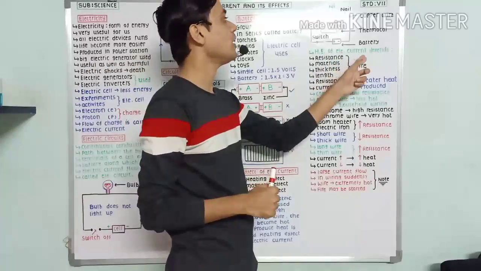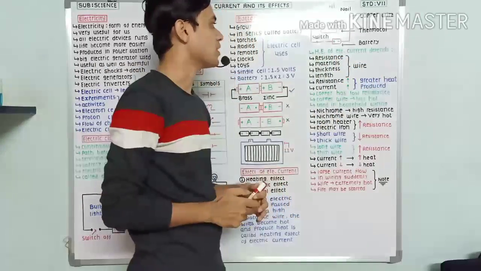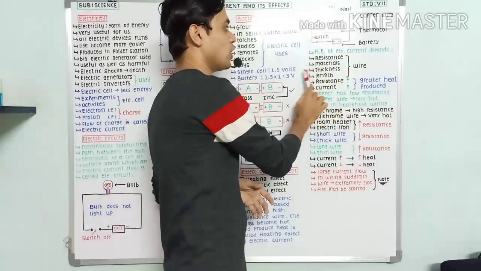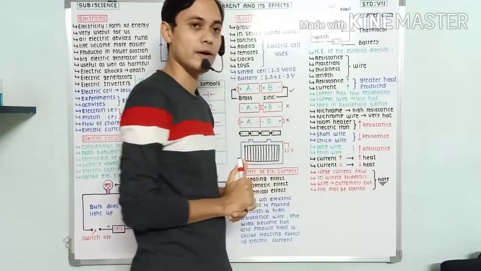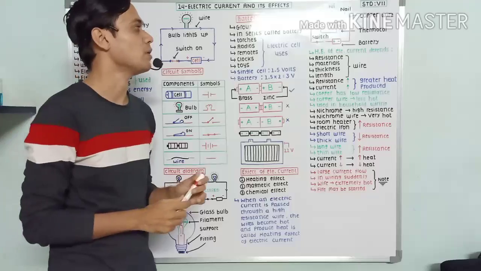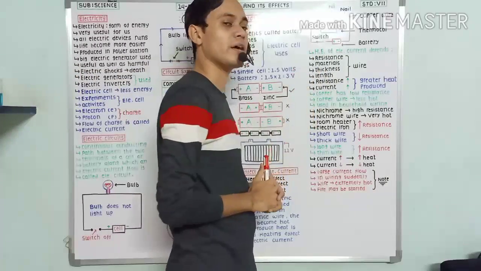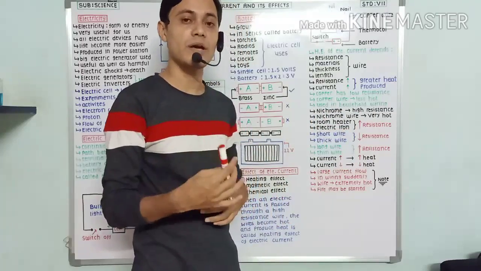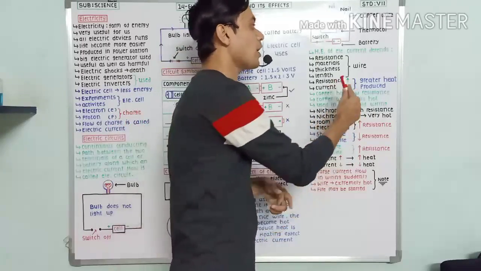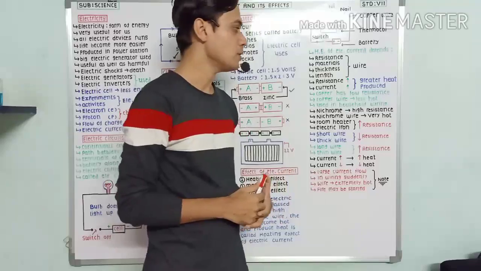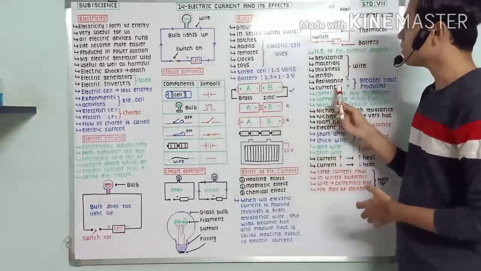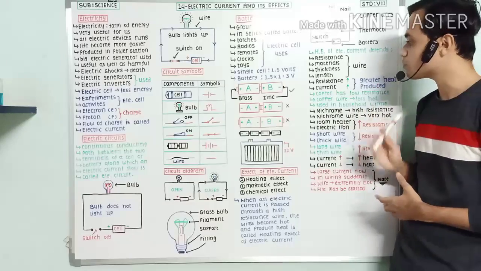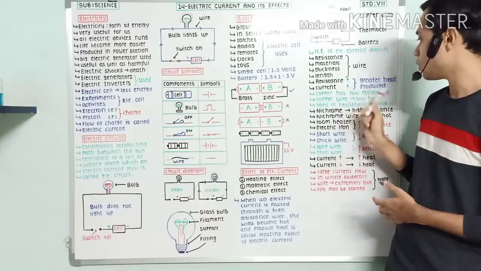Now the heating effect of electric current depends on some parameters, for example the resistance of the wire, the material of the wire, the thickness of the wire, and the length of the wire. So all these parameters affect the heating effect of electric current. If the resistance of the wire is very high, then greater heat is produced. Also, if the magnitude of the current is very high, then greater heat is produced.